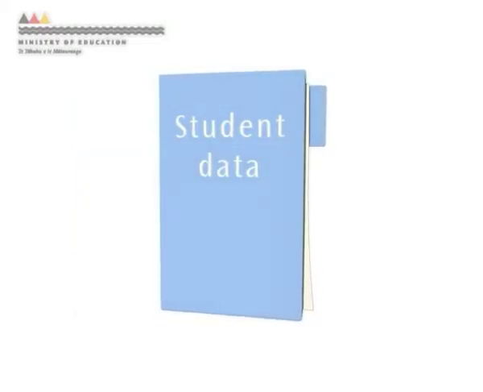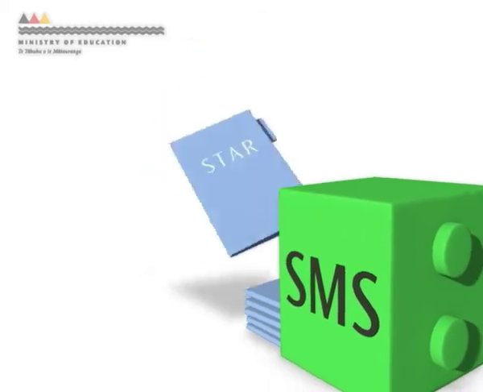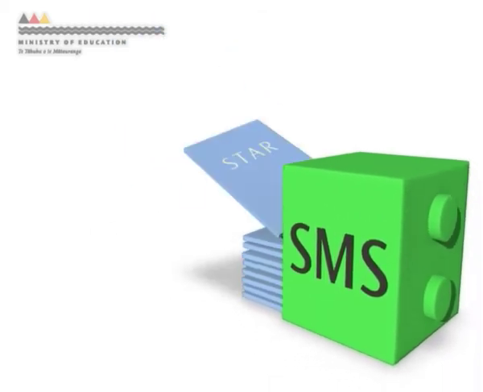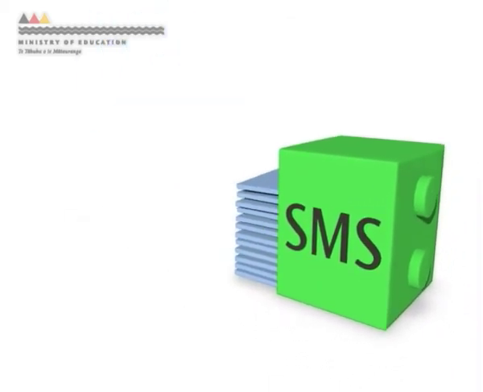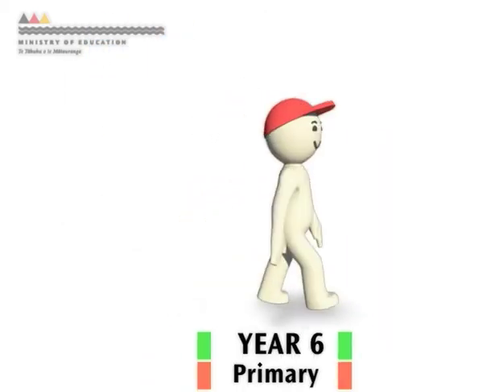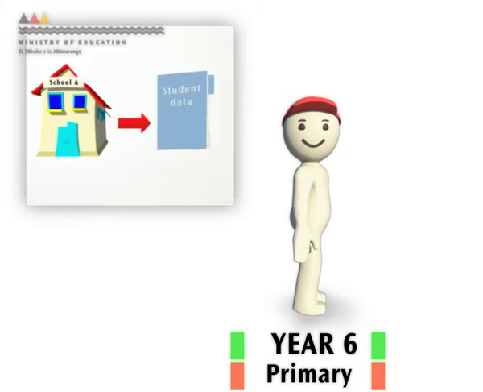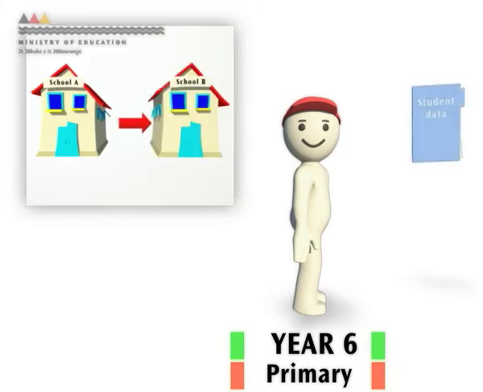A student management system holds a lot of valuable information about students and their learning journey. So what happens when the student moves to another school? Let's have a look. Lee is currently in Year 6. He is moving to another town because of Dad's new job. The SMS record at his old school contains useful information that the new school would love to have.